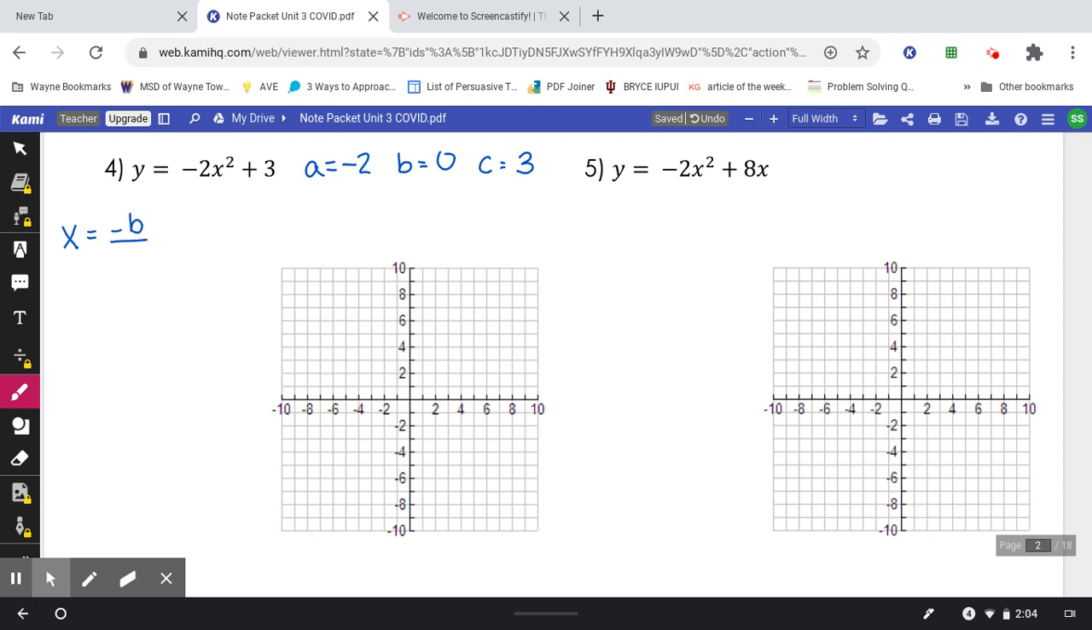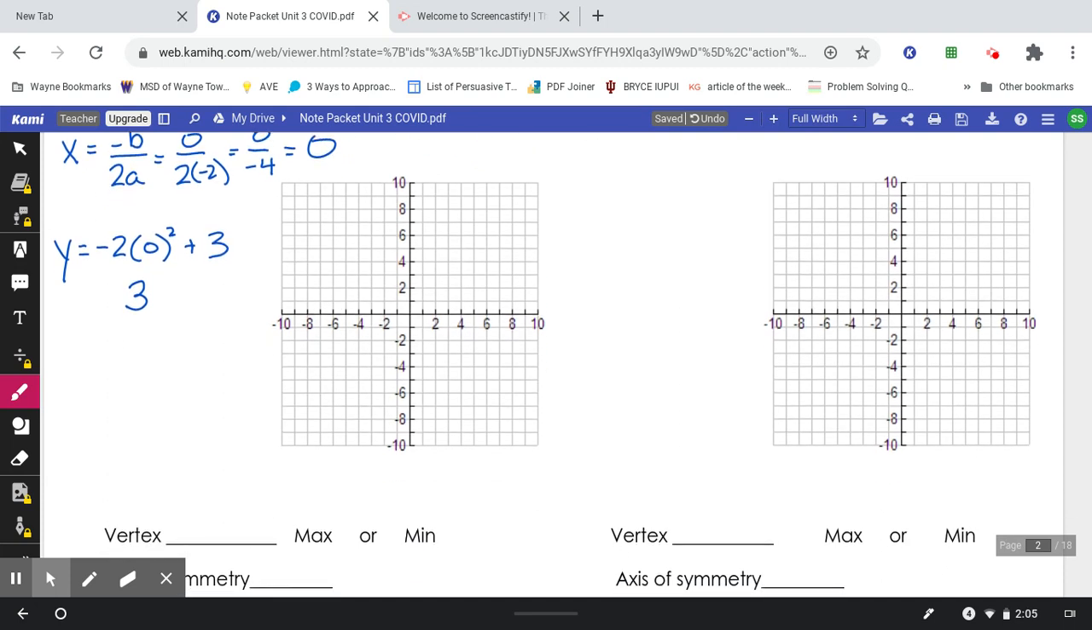We'll start by doing our equation, negative b over 2a, 0 over 2 times negative 2. That gets me 0 over negative 4, but that still gets me 0. 0 is a number just like anything else, so we're going to keep going by plugging that in. Very carefully do that math to get an answer of 3. So my vertex is 0, 3. I'll go across 0 and up 3 to put my dot right here on my y-axis.